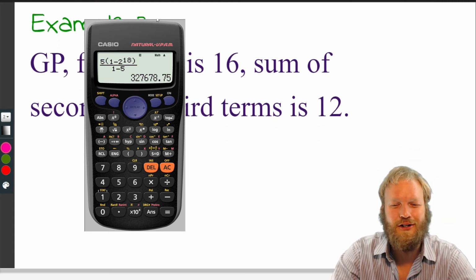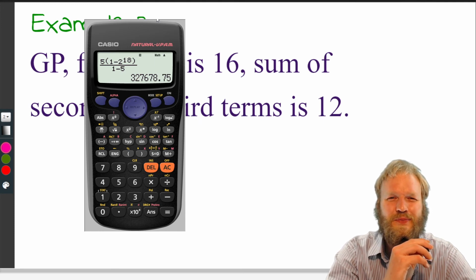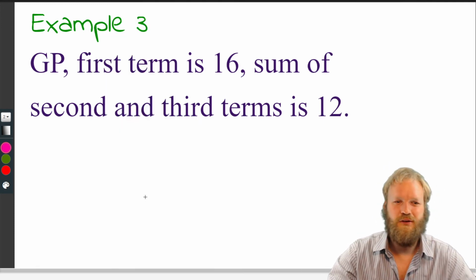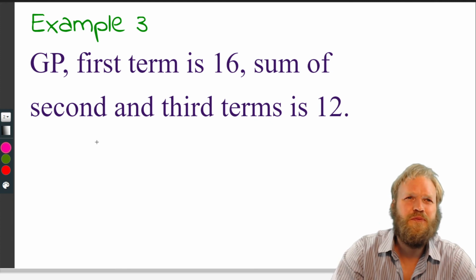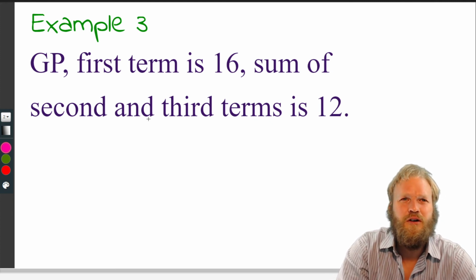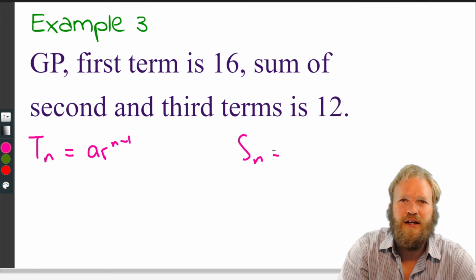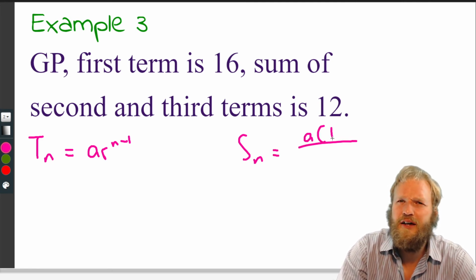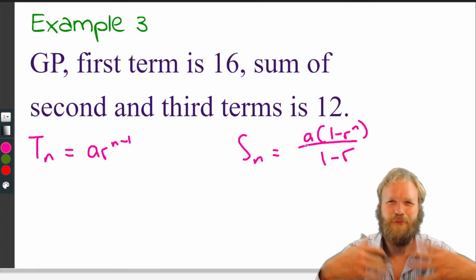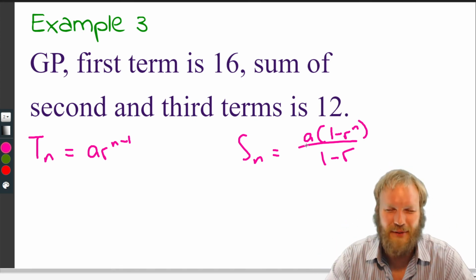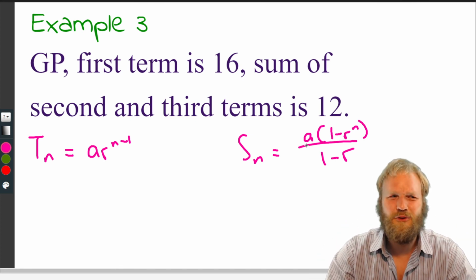Okay, I like to ask this: ideas at this stage? Well, let's see. Geometric. We might be using these, so let's have them at our disposal. Tn equals a r to the n minus 1, and Sn equals, what is our formula again? a times 1 minus r to the n over 1 minus r. As you use the formula, you get more used to it.